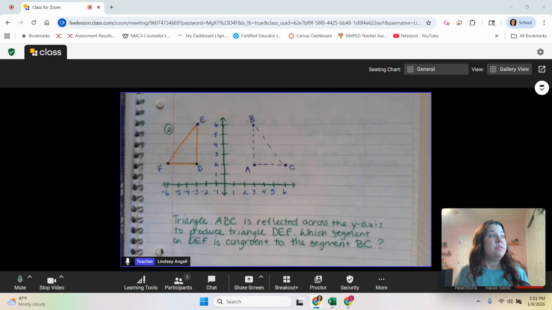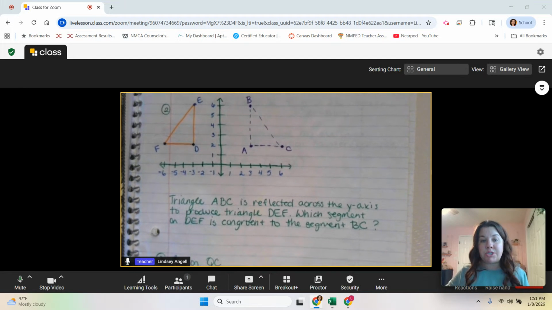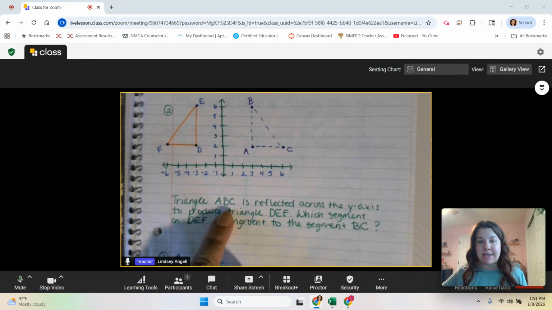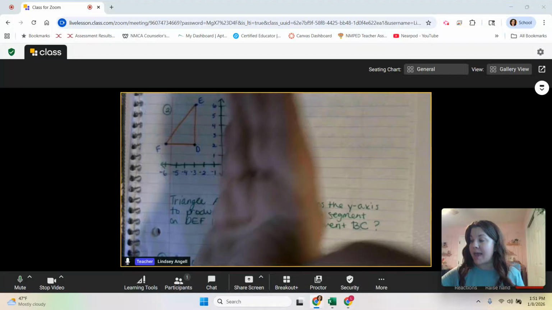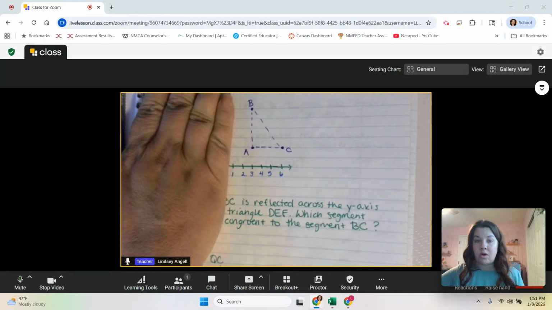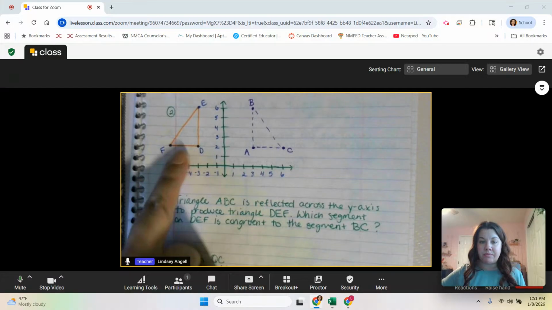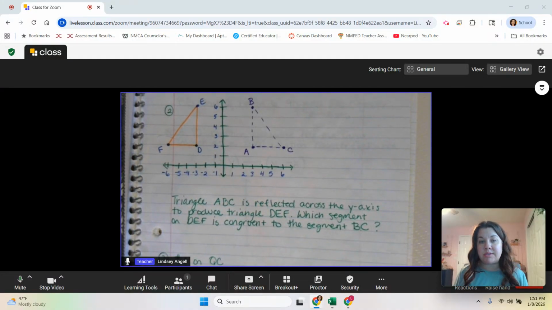Let me see. Okay, this is number 2 from your practice. So just the first 2 problems are going to be done for you. So number 2, triangle ABC, this one here, is reflected across the y-axis. So from here, over here, we're getting to this one, to produce triangle DEF. Which segment on DEF is congruent to the segment BC?